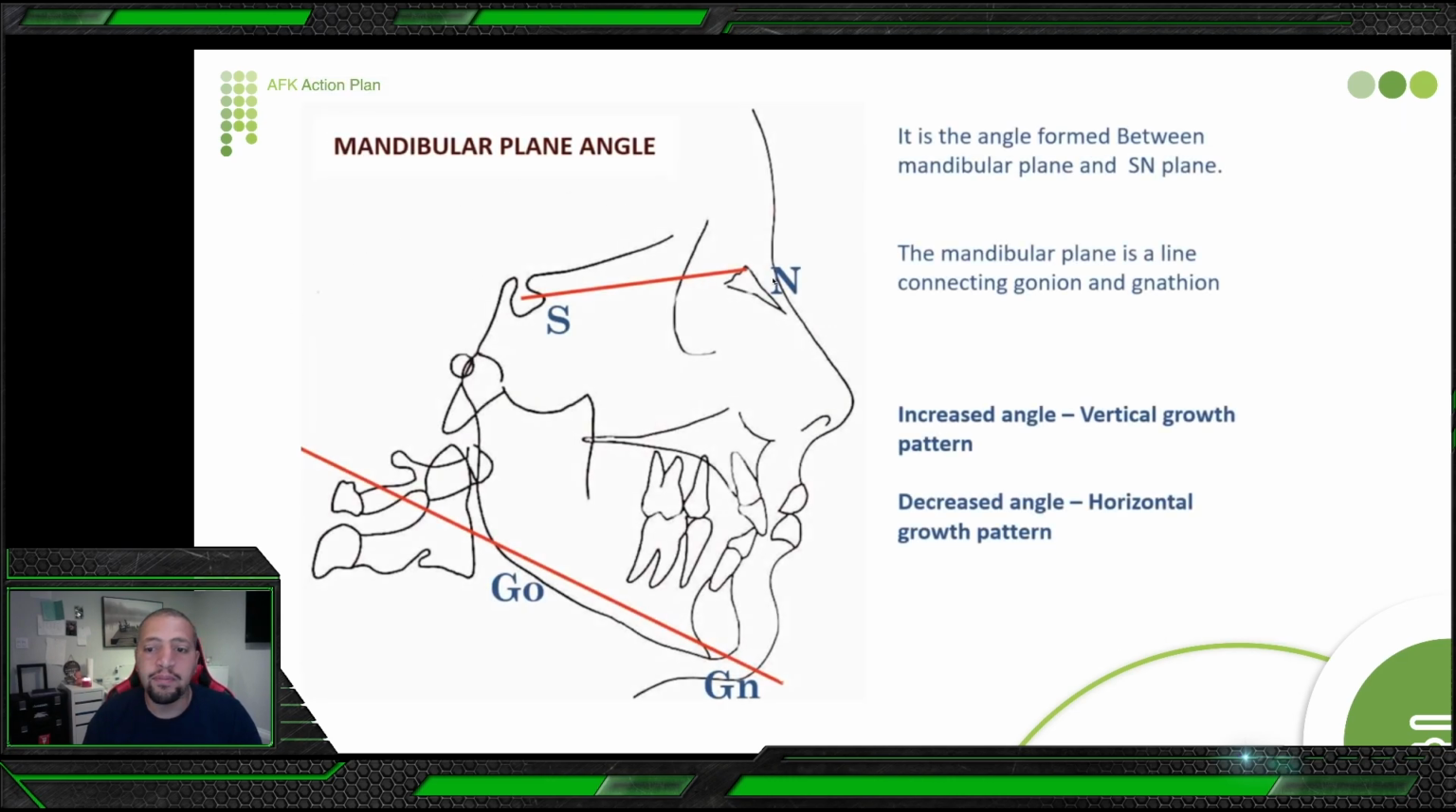And then the mandibular plane angle, as we said about it, if it has increased, it will be vertical growth. If it's decreased, it will be horizontal growth. Sorry, this one indicates the vertical growth, where the angle here increases, and when it decreases, the previous picture indicates horizontal growth.